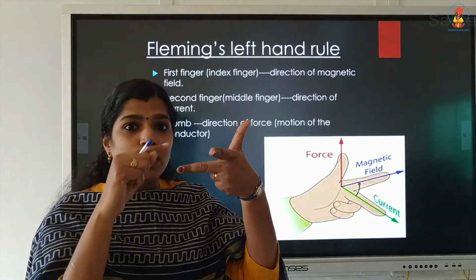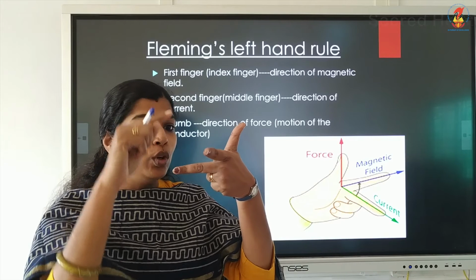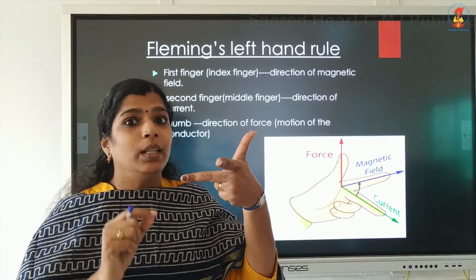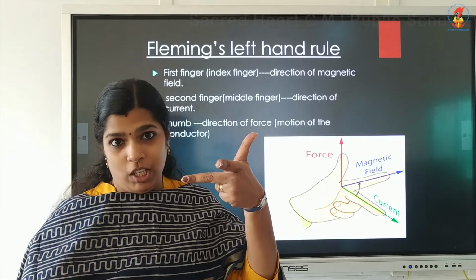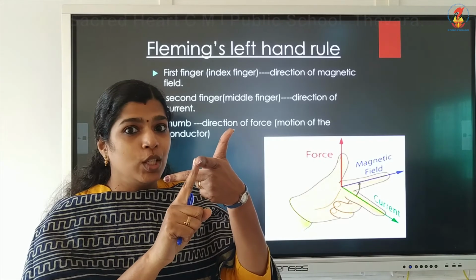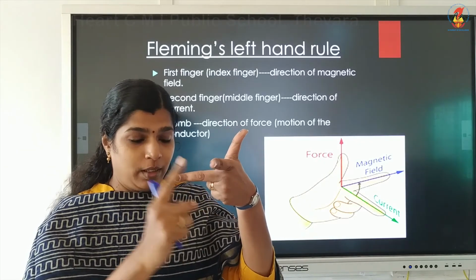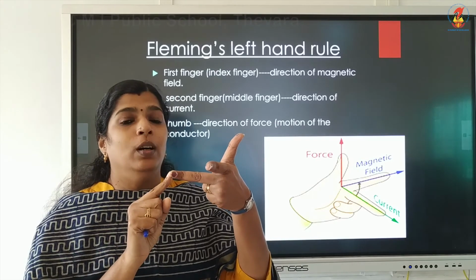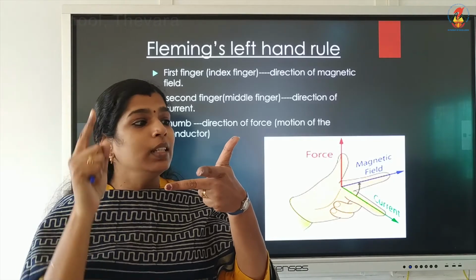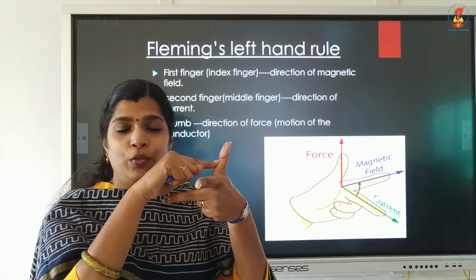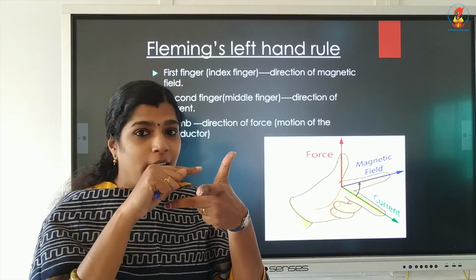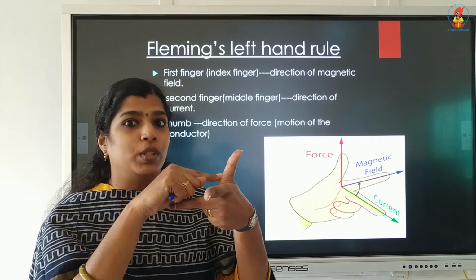Stretch the three fingers of your left hand, that is thumb, forefinger, middle finger, in such a way that they are mutually perpendicular to each other. Then the forefinger will represent the direction of magnetic field. Then the middle finger will represent the direction of current, and the thumb will give you the direction of force, or in which direction the conductor moves.